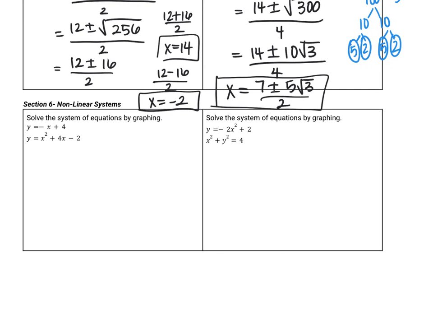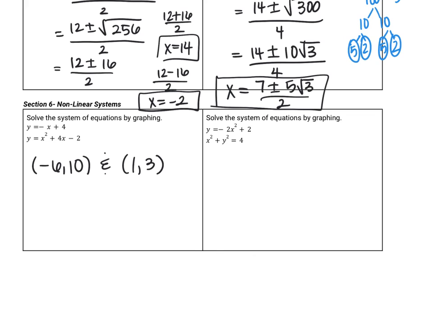Lastly, in section 6, we talked about solving nonlinear systems, which we use Desmos for. So what we do is we graph both equations in Desmos and find where they intersect. So y equals negative x plus 4, and y equals x squared plus 4x minus 2. So you may have to zoom out to see the entirety of where the two graphs intersect, which in this case are the points negative 6, 10, and 1, 3.